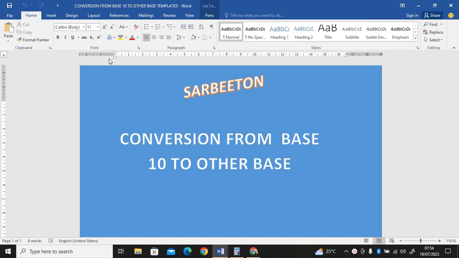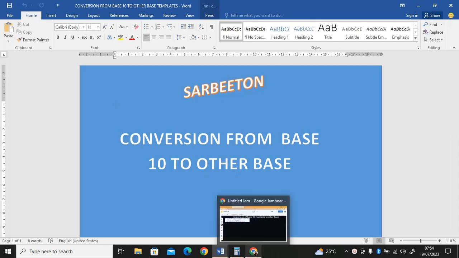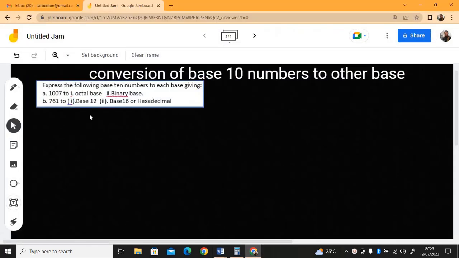This is the second part: conversion from base 10 number to other bases. Let's get straight to the question. If you are given something like this, it says, express the following base 10 numbers in each base given.